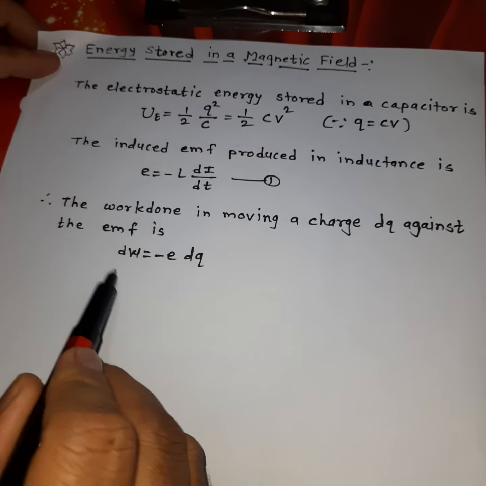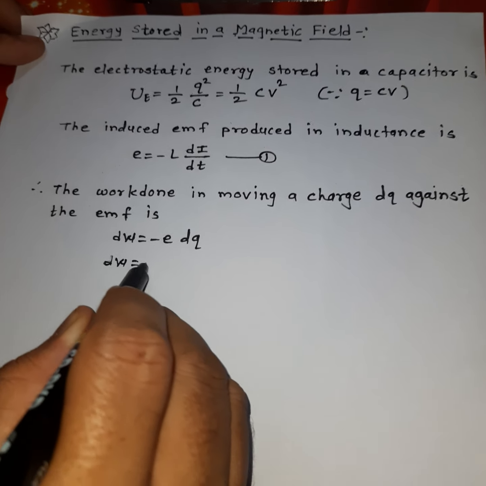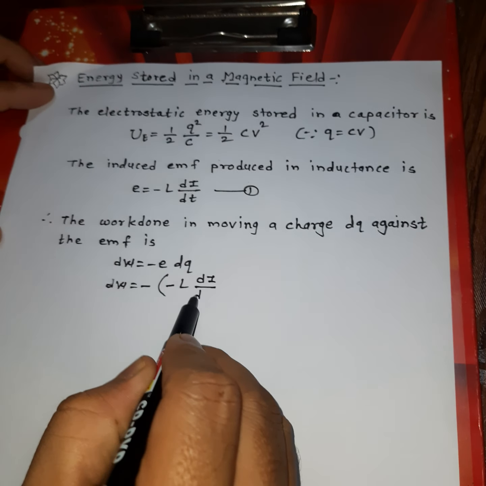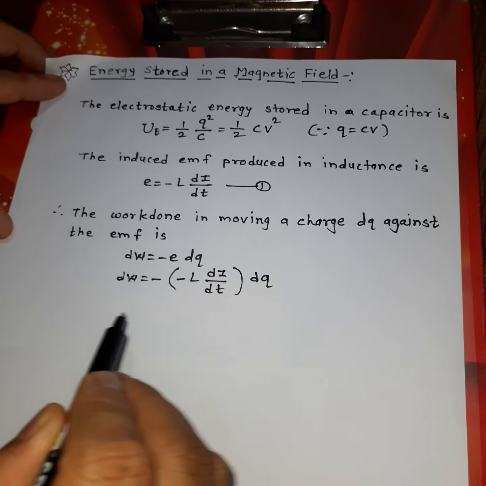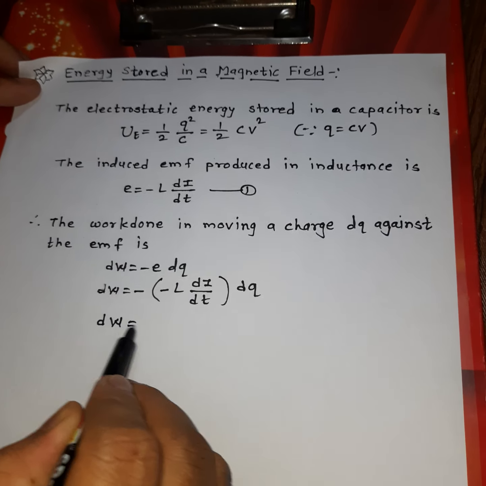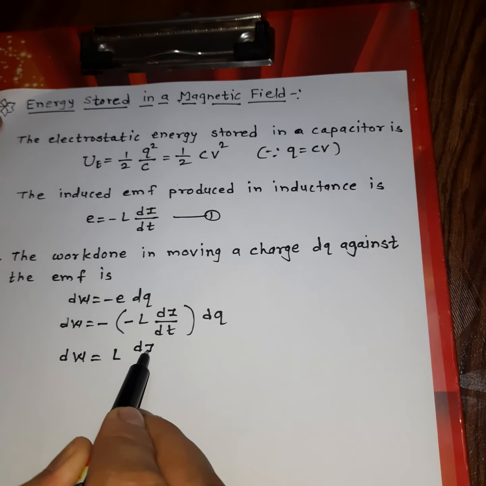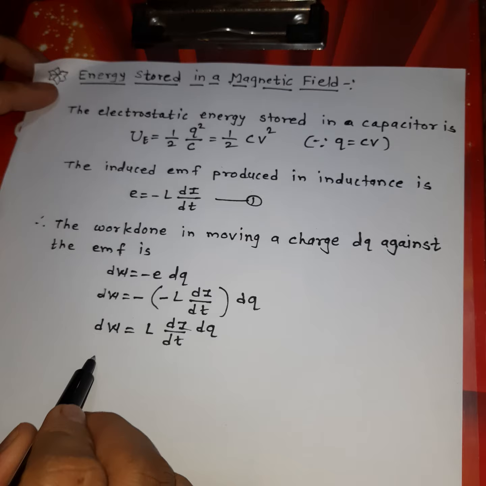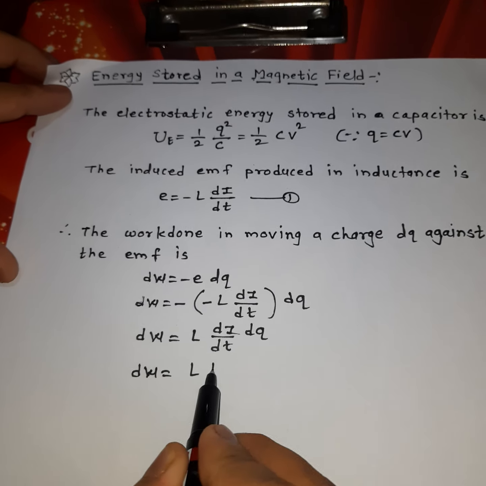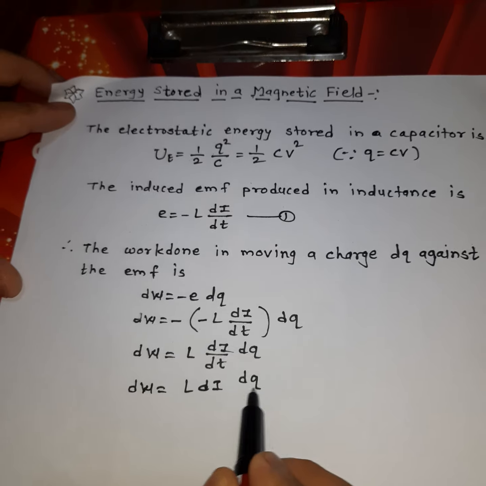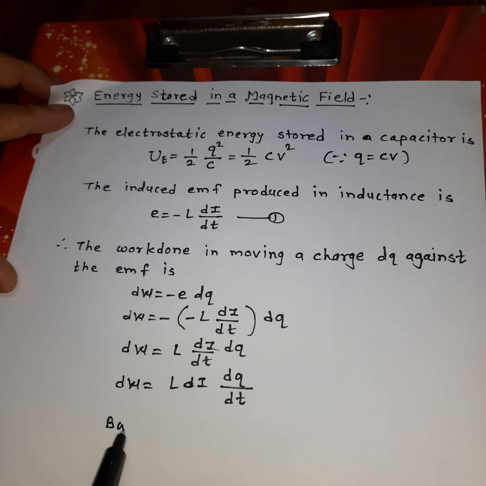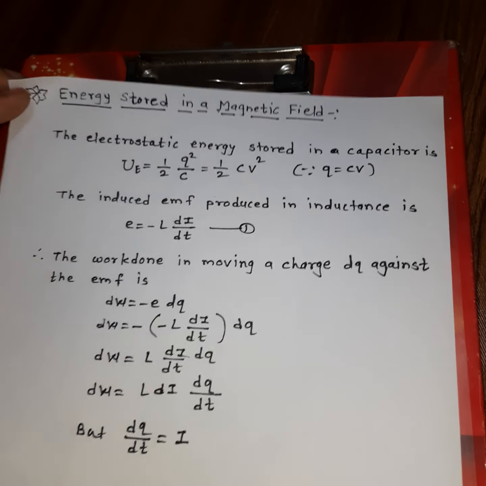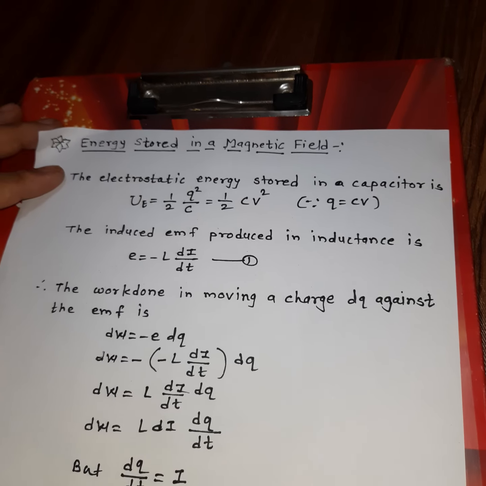So what we get then? Therefore dw is equal to minus, in bracket, E is equal to again minus L into di by dt, into dq. Minus minus becomes plus, so dw is equal to L into di by dt into dq. Now shift the dt to the dq. So dw is equal to L into di into dq by dt. But we know what is the rate of flow of charge per unit time. The rate of flow of charge per unit time, that is called as current. So we can substitute here now.